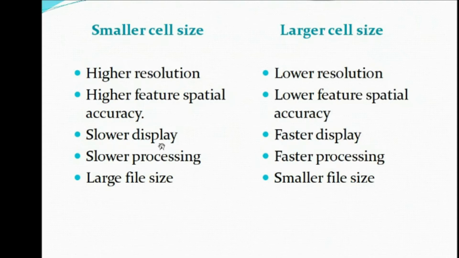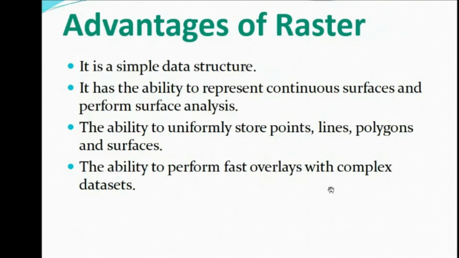And obviously, the smaller cell size, which has higher resolution, requires more disk space to store, so obviously it will be slower in display. On the other side, larger cell size with lower resolution will be faster in display. For the same reason, it means slow processing, but this will be faster in processing. This requires a large file size, and the larger cell size requires small file size.